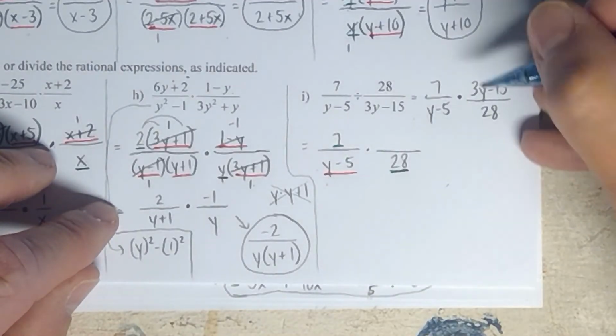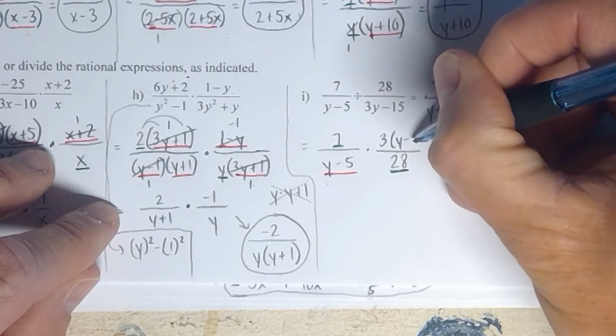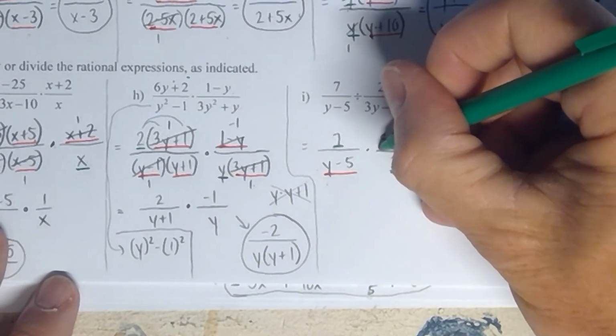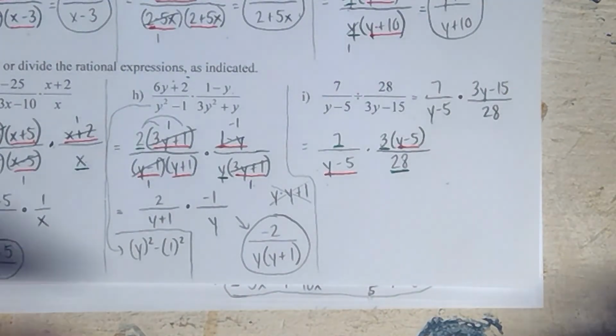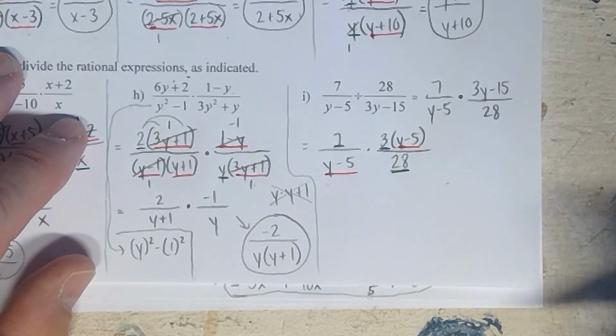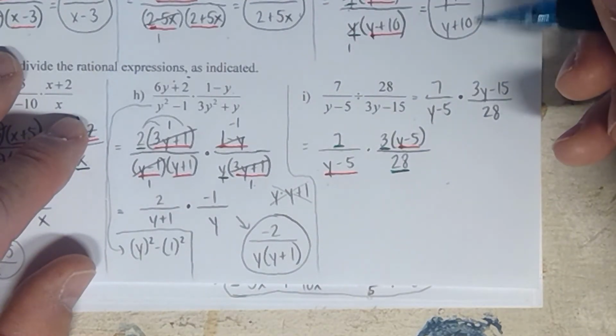Okay. 3y minus 15, that's got a GCF of 3. And then y minus 5. So this one is going to be a green one and a red one. Okay, now I've done all the factoring that I possibly can. Now it's time to try to cancel. Okay, notice I have 3 green ones this time. That's kind of rare, but it happens sometimes.